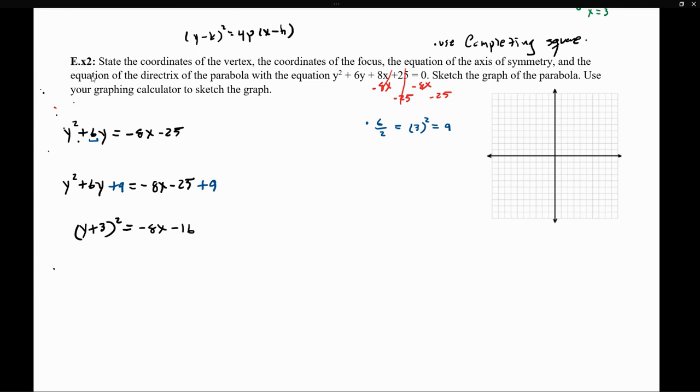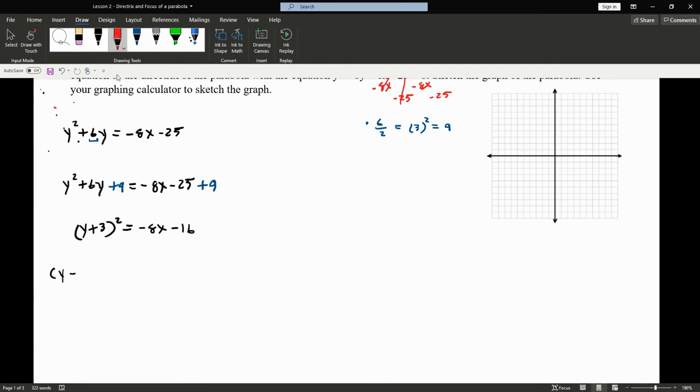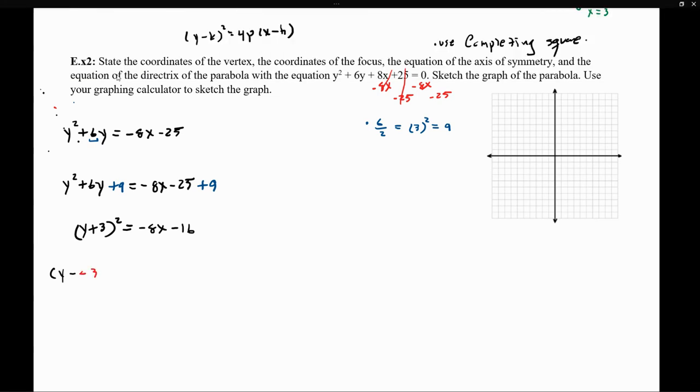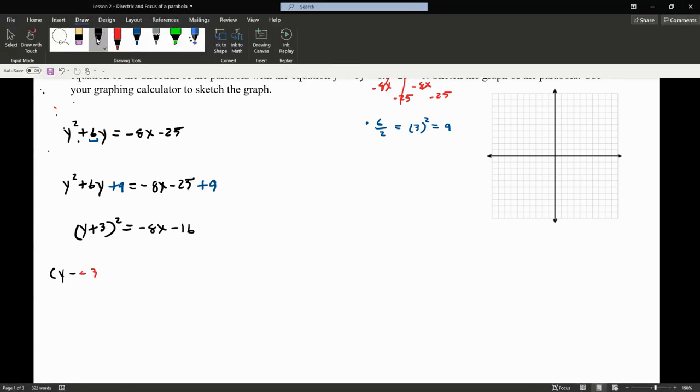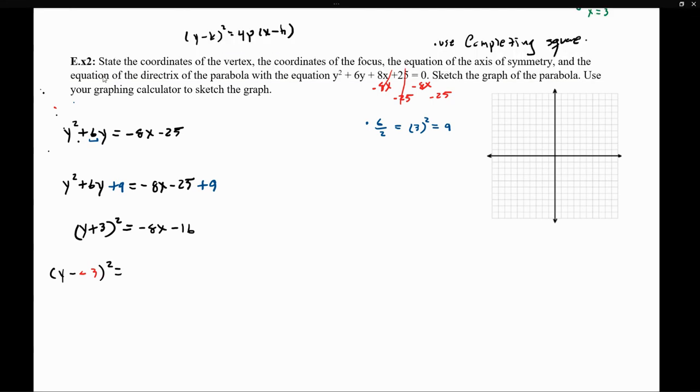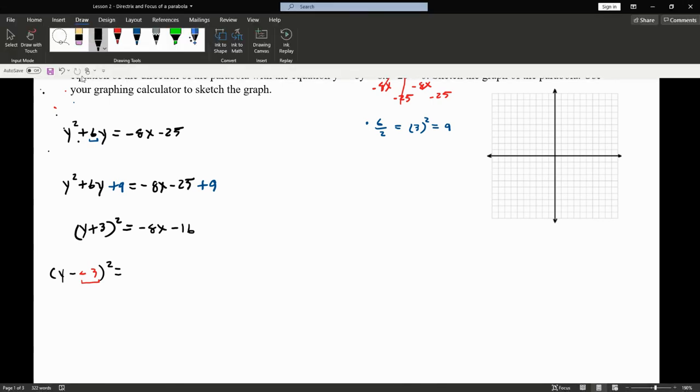So perhaps it would be wise for us to write it as y minus negative 3. Notice that all I have done is, instead of writing a plus, I'm going to write minus minus. That way it's still a plus, but now it will be easier for us to identify that the k value is going to be negative 3. So now at least I know what the k value is, which is negative 3.